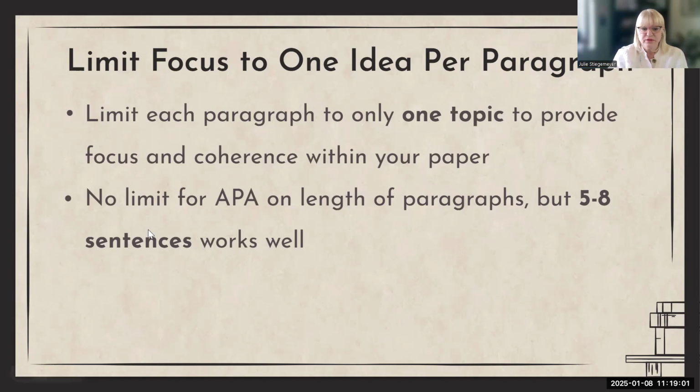In the APA manual, there's no limit on the length of paragraphs, but 5 to 8 sentences usually works well in terms of the length on a double-spaced page. That's usually about, I don't know, a third to half a page, depending on the type of document. For a more complicated dissertation or something like that, it might be a little longer. For other papers that are lower stakes, it might be shorter.